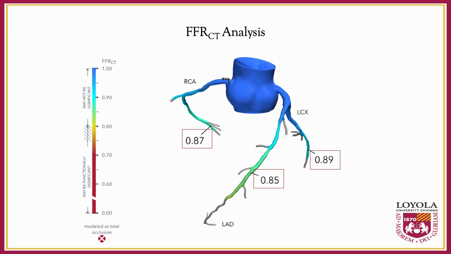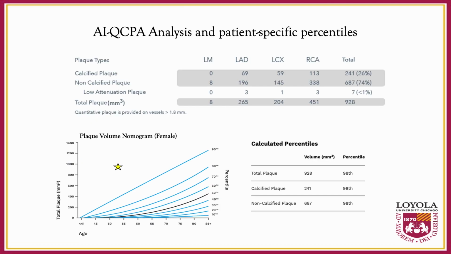Now, in order to further risk stratify this patient and to assess her residual risk, I had performed an AI quantitative coronary plaque analysis. This is the patient's AI quantitative coronary plaque analysis with her patient-specific percentiles. And you can see that her total plaque volume was extensive at 928 millimeters cubed, 74% of which was non-calcified in nature.